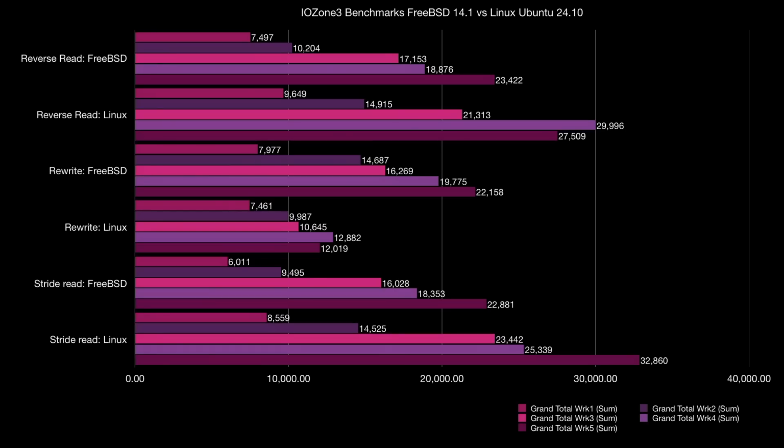So reverse read, we start out with 7,500 megabytes a second for FreeBSD with a single user, and Linux is around 9650 for that same workload.